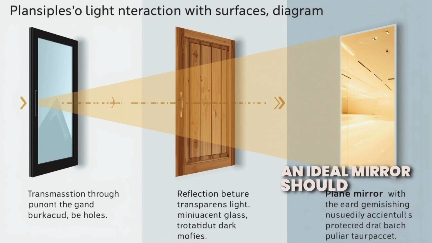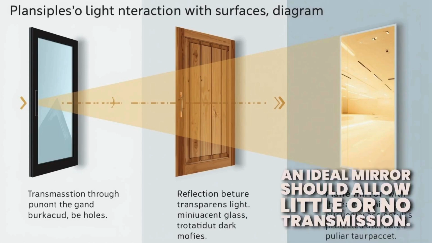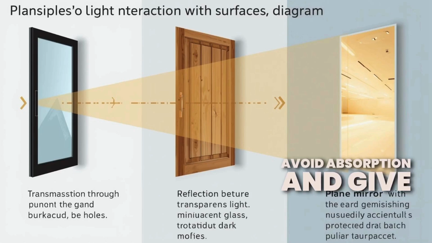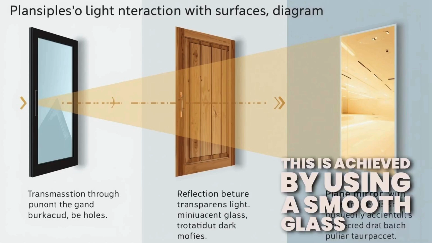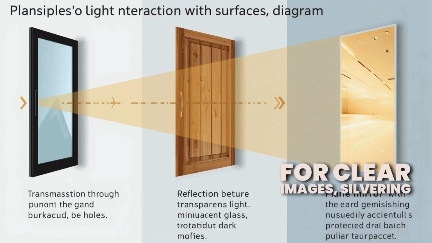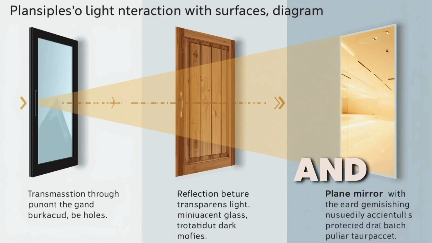An ideal mirror should allow little or no transmission, avoid absorption, and give maximum reflection. This is achieved by using a smooth glass sheet for clear images, silvering for reduced transmission, and a red paint coat to protect the silvering.